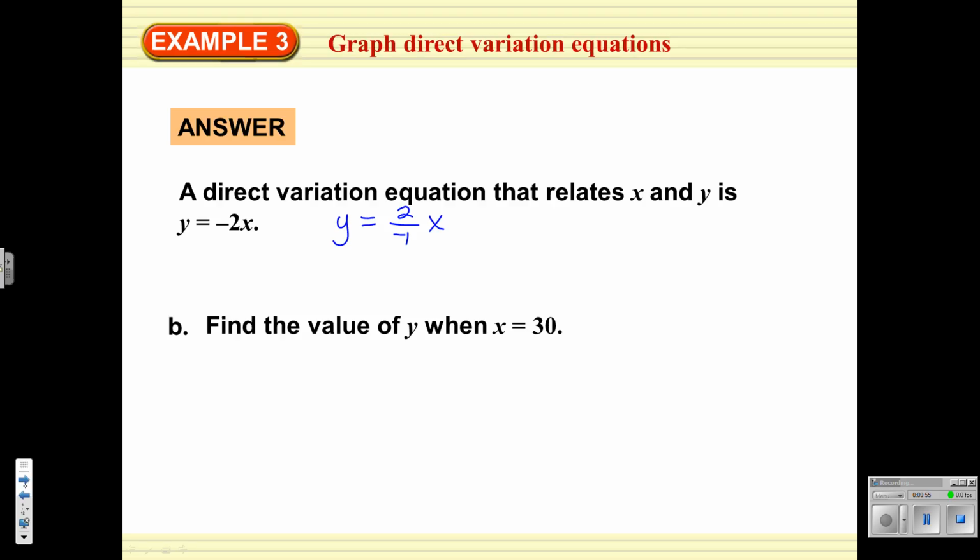All right. Now we're going to find the value of y when x equals 30. So we're going to use this equation, and obviously we're going to substitute in. When x equals 30, y would equal negative 2 times 30, so y would equal negative 60. Just substitution. You might have some of that in your assignment.